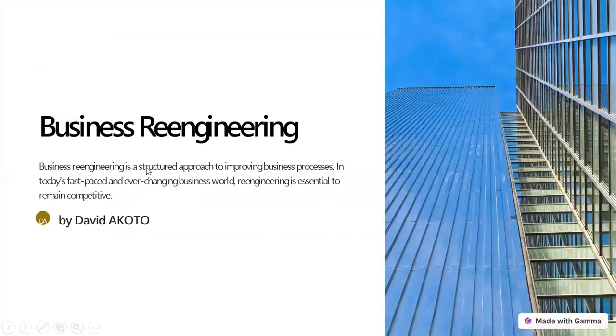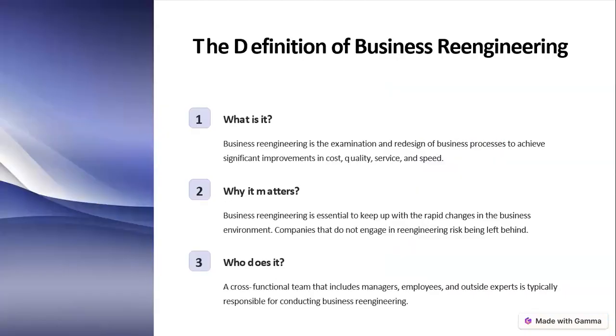This is business engineering: a structured approach to improve business process. That's what it is. In today's fast-paced and ever-changing world, engineering is essential to remain competitive. So you want a company to remain competitive. So what is the definition of business engineering? It is the examination and the designing of business process to achieve significant improvement in cost, quality, service, and speed. Like I said, those are the issues you are trying to fix.